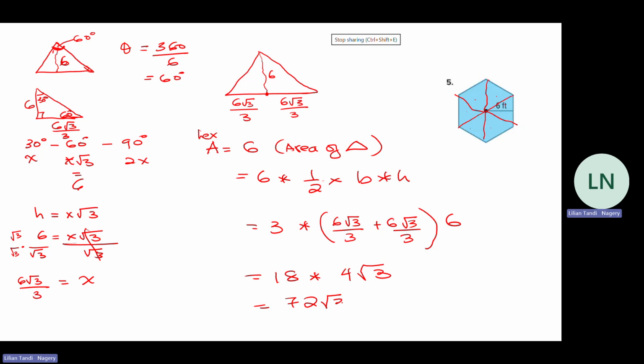72 square root of 3. Now I need my answer as a decimal because we are rounding. So this is 124.707.